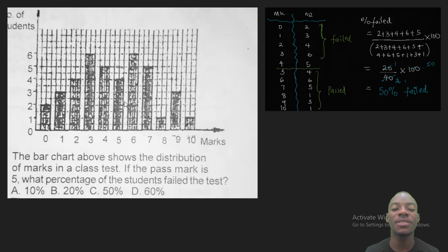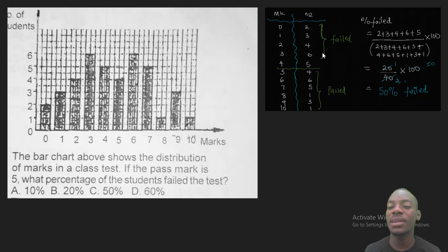This bar chart is saying that 2 people scored 0, 3 people scored 1. So I interpreted it in tabular form like this. Mark 0 is 2 people, mark 1 is 3 people, mark 2 is 4 people, mark 3 is 6 people. Then the ones from 4 downward to 0 failed. Why from 5? Because the pass mark is 5, of course. 5 and above passed.